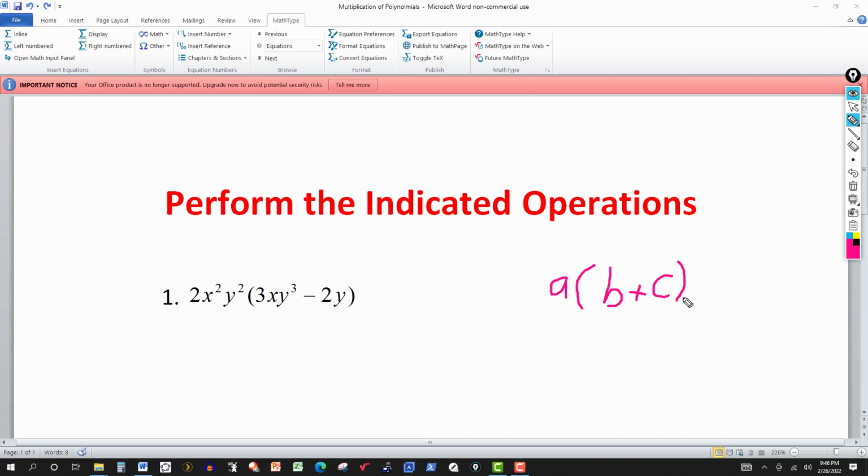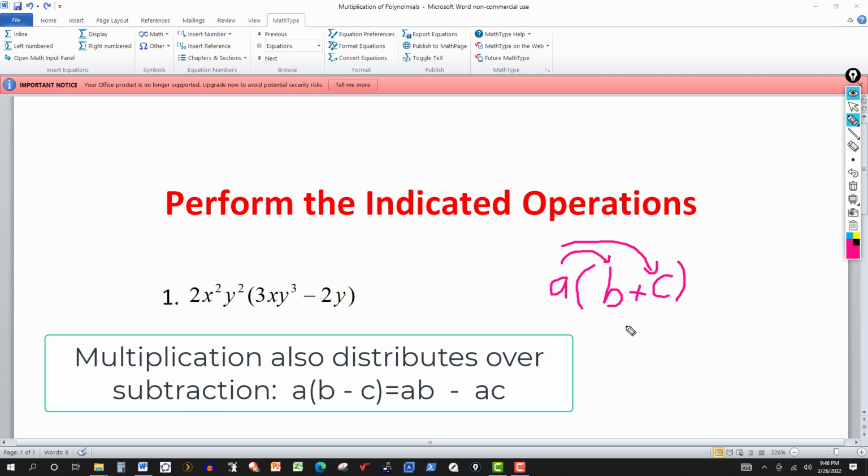So it simply says if you have a sum of two terms, it could be a binomial, multiplied by a single term, monomial, you simply multiply what you have outside the parentheses times the two terms you have inside. So this would be AB plus AC. And that's as far as we can go with that. They're not really like terms here, so that would be it.